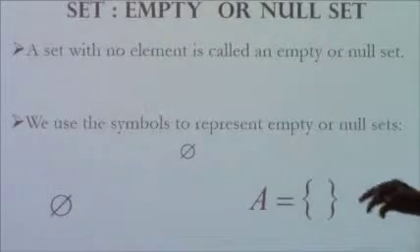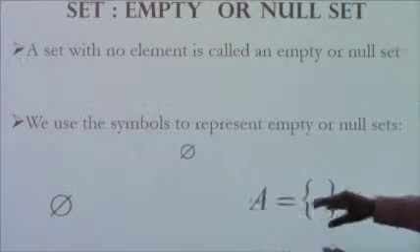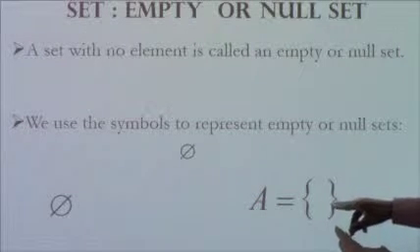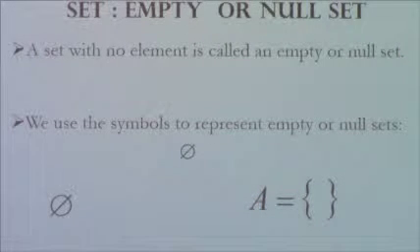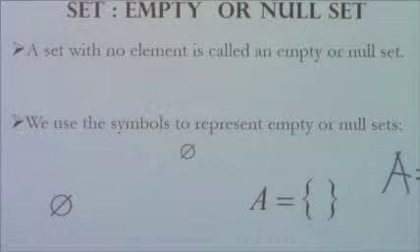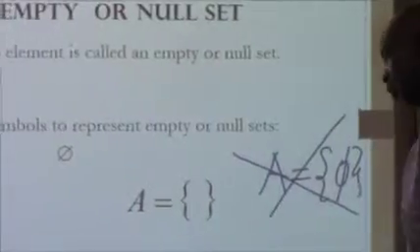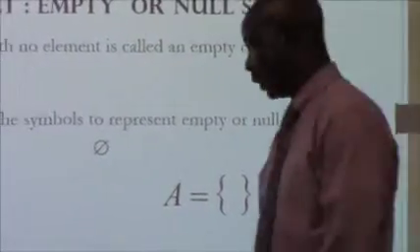One way we can show an empty set is by using the symbol 0 with a slash through it, or just writing the set using the braces, but with no element in it. Now, one of the things that some students will try to do is to indicate an empty set like this. This is wrong. You have to just keep it open like that without any element in it.